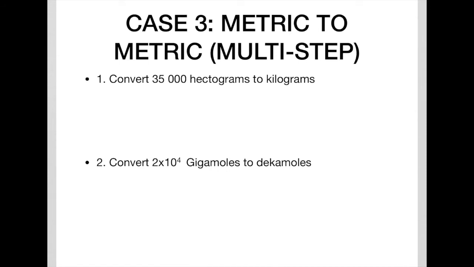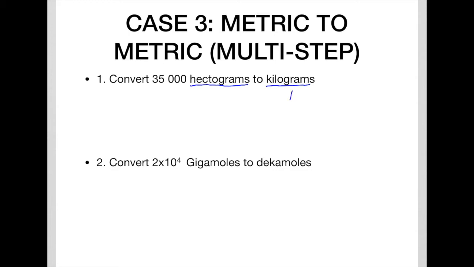This time, let's have our case 3, metric to metric multi-step process. The first question here is, convert 35,000 hectograms to kilograms. Now, our case here is 35,000 hectograms to kilograms. The first thing that we need to do is to write the conversion factor.